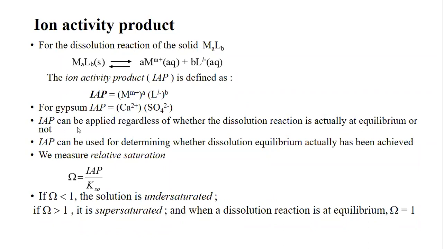This is very important. Why also do we need the IAP? What do we need to know about this? Why do we calculate it?